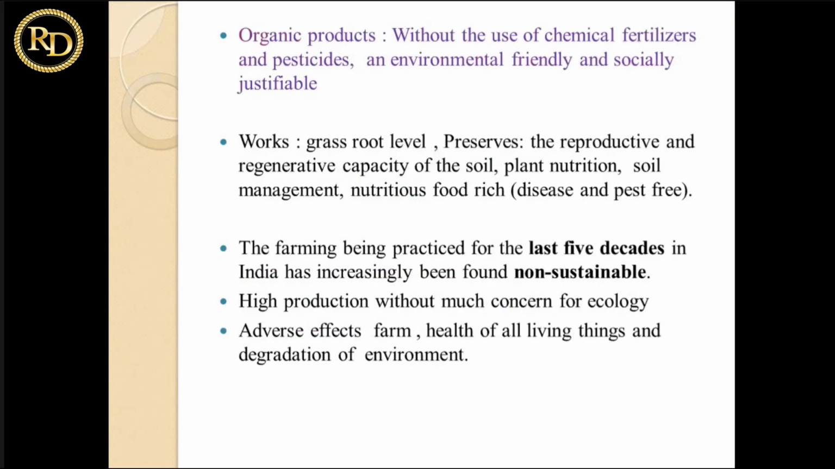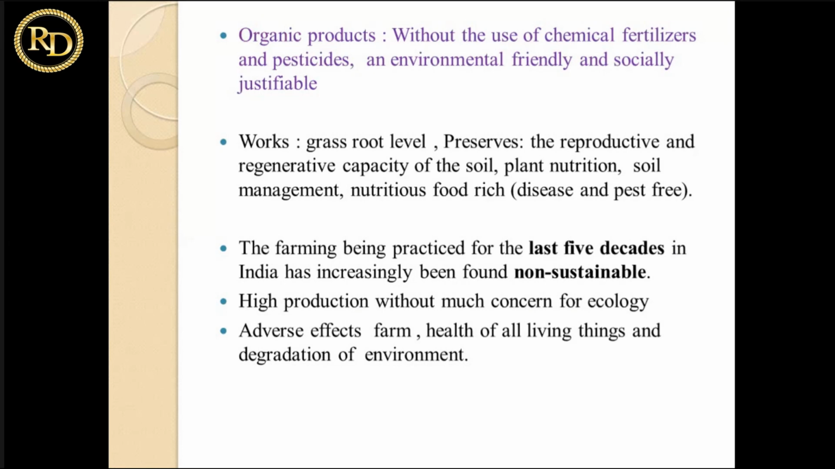Now, when we say organic products or organic produce that we get, it comes from production without the use of chemical fertilizers and pesticides, and it is environmentally friendly and socially justifiable. It means we are going to use material that is environmentally friendly and socially justifiable. So we are not going to use chemicals. We are not going to use synthetic material to give us the produce.